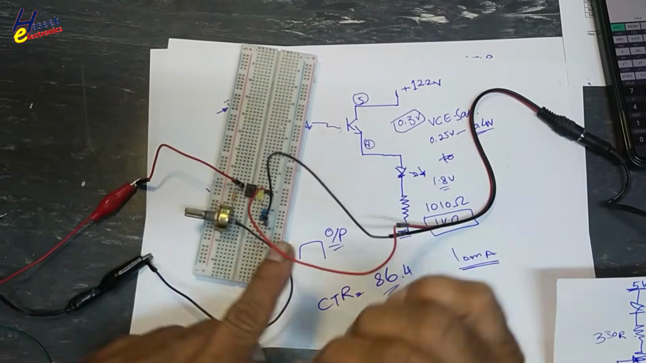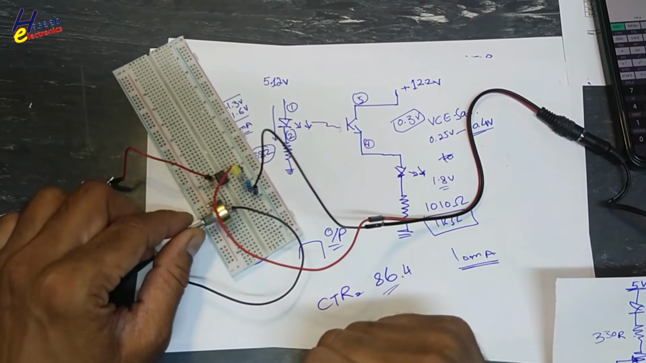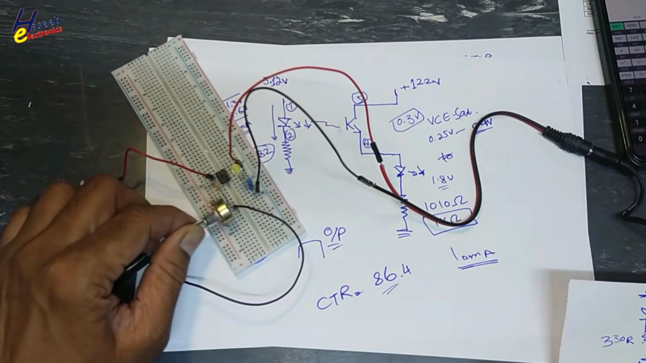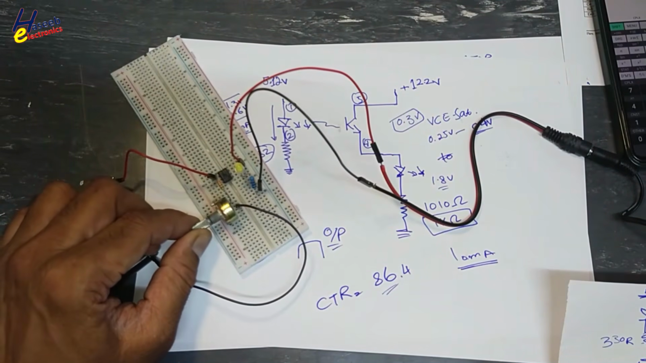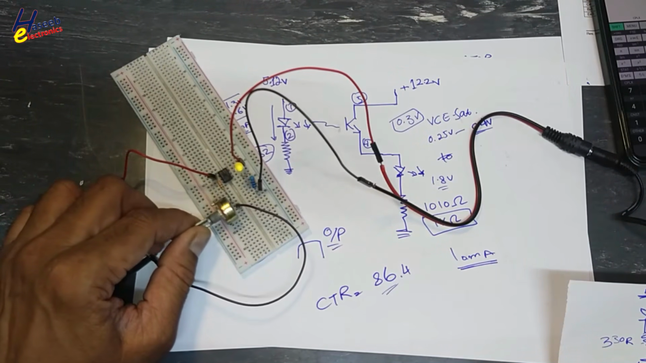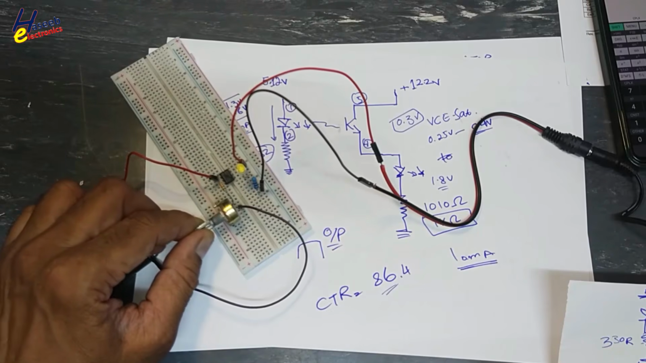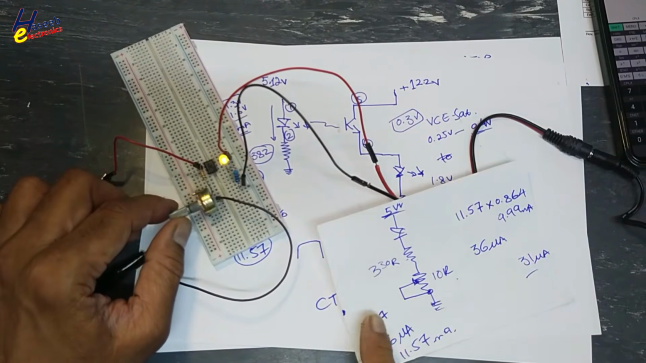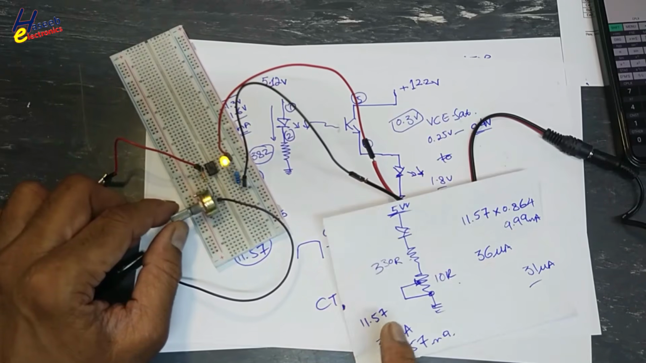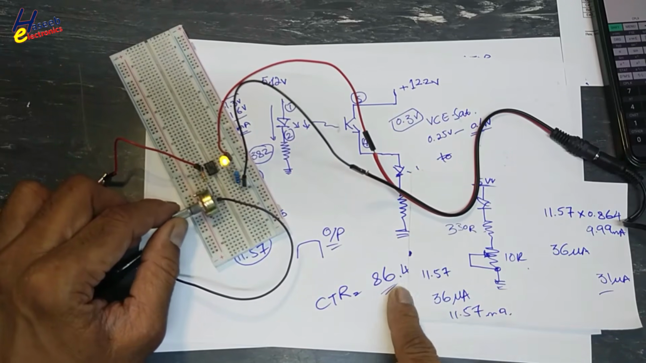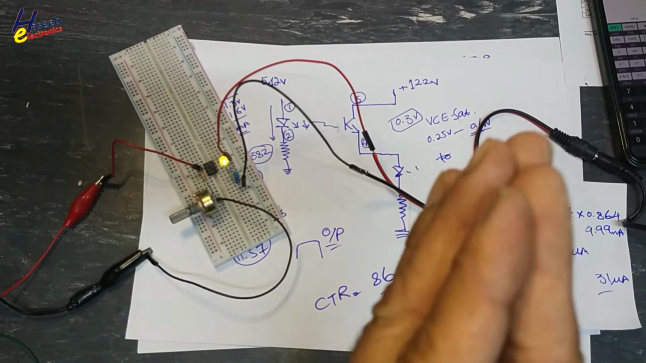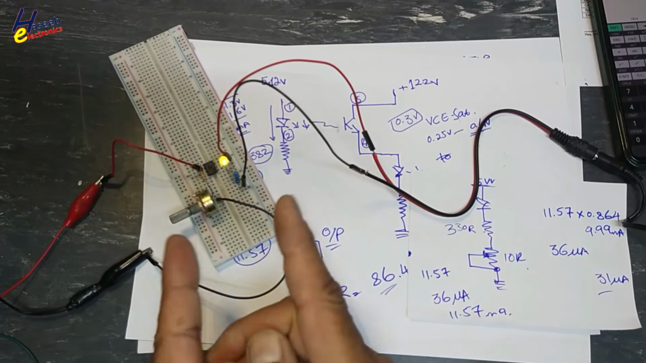This time the LED is off. Now if I will adjust the resistor, we are controlling the brightness with the same ratio. With that CTR, the output current is increasing or decreasing. This is role in power supply.